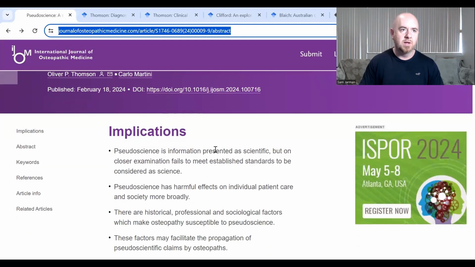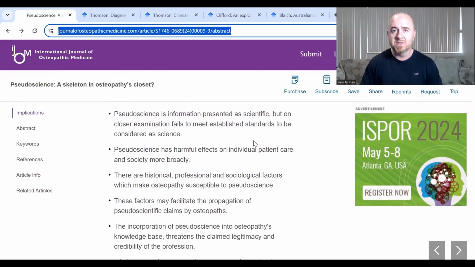So the thing that I'll do is read through this one just for some commentary purposes on the implications. Pseudoscience is information presented as scientific, but on closer examination fails to meet established standards to be considered as science. So that's giving a working definition of how they're using the term pseudoscience. Pseudoscience has harmful effects on individual patient care and society more broadly. That's the claim they're making. I'm sure they at least attempt to back that up with what they write.